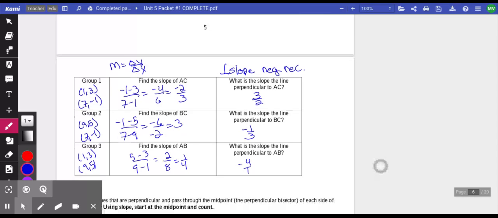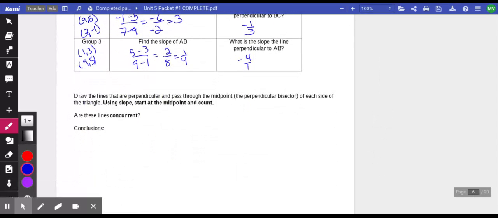So now what we're going to do is, it says draw the lines that are perpendicular and pass through the midpoint of each side of the triangle. Using the slope, start at the midpoint and count. So what we're doing is we're finding the perpendicular bisector.